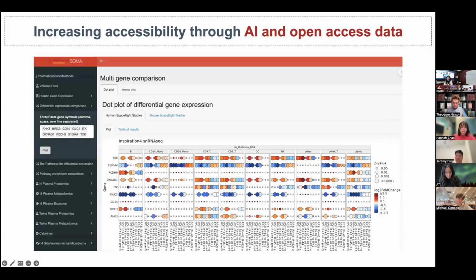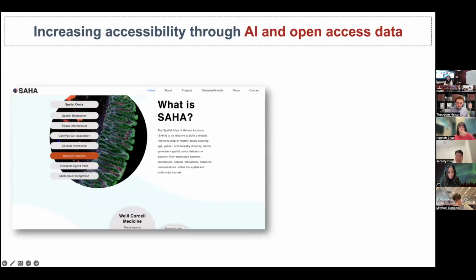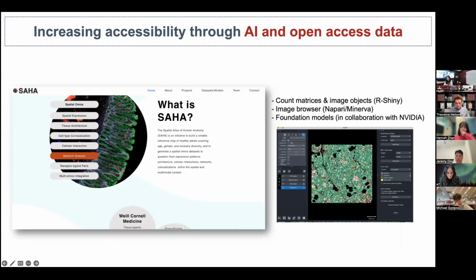We are also planning on increasing accessibility, not just by generating models, but by providing a visualizer. This is one example of what we did for astronaut data sets on different single cell metabolomics, proteomics, and exosome work. We're building the same thing for SAHA right now so that people can go in and look at the images, select the regions they're interested in, look at the expression levels, and play around with the data and start asking questions depending on what you're interested in or what cell type you're interested in.